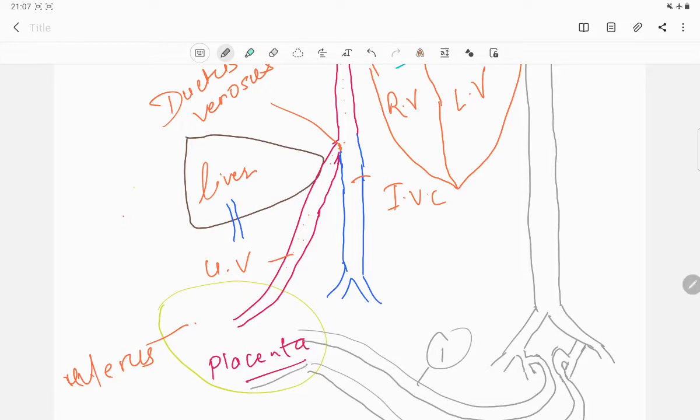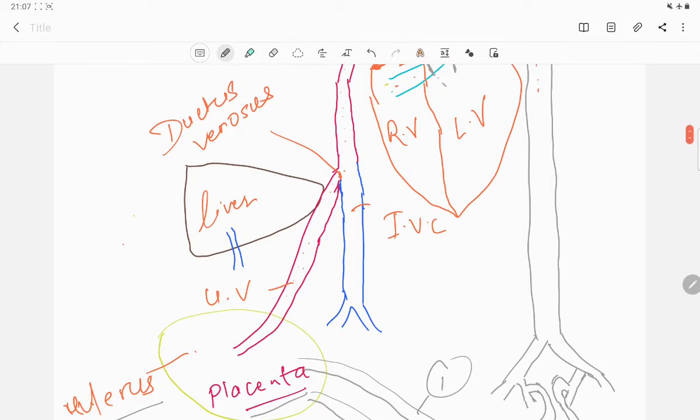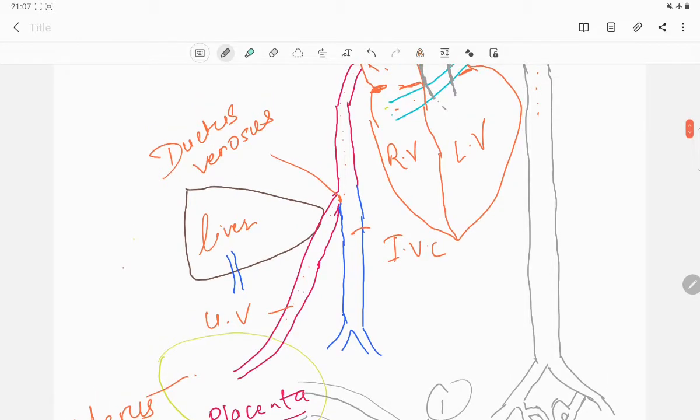Placenta, which is attached to the uterus of the mother. Umbilical vein arises from the placenta and is the source of oxygenated blood in the fetus. So here comes one MCQ. Which is the vein carrying oxygenated blood? We know that pulmonary vein carries oxygenated blood, but we often forget that umbilical vein also carries oxygenated blood in the fetus.